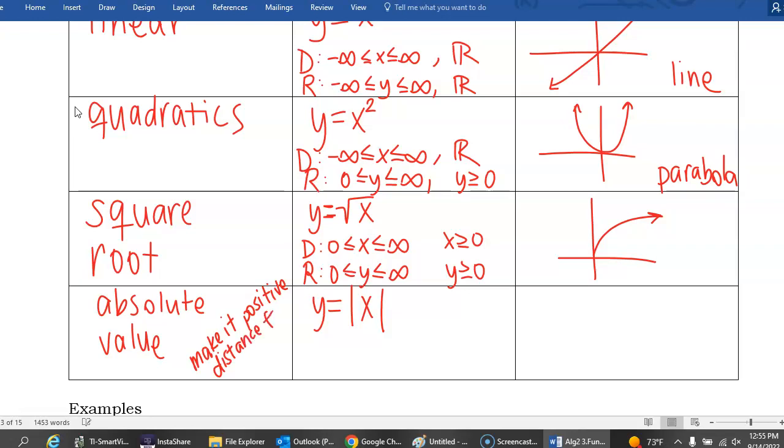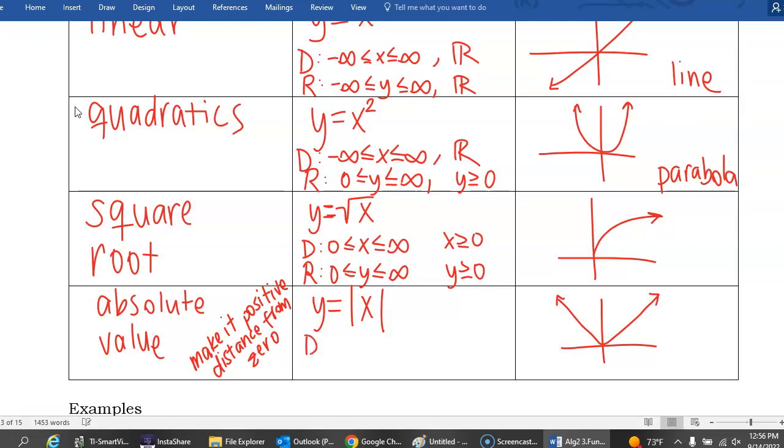And because distance is always positive, if we say how far is 5 from 0, 5 is 5 from 0. How far is -5 from 0? -5 is also 5 units from 0. We basically just take our number n, make it positive. And as such, again, we don't have any negative output values. All of our positive numbers output positive, but all of our negative input values also output positive. So our graph ends up looking like a V.